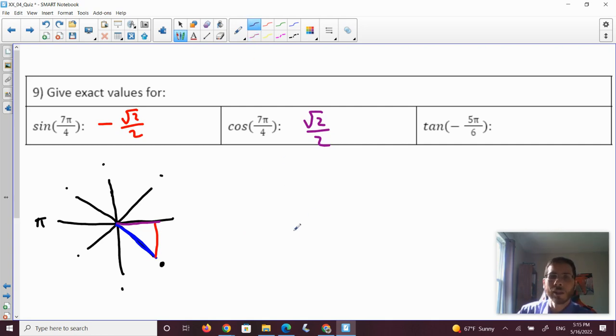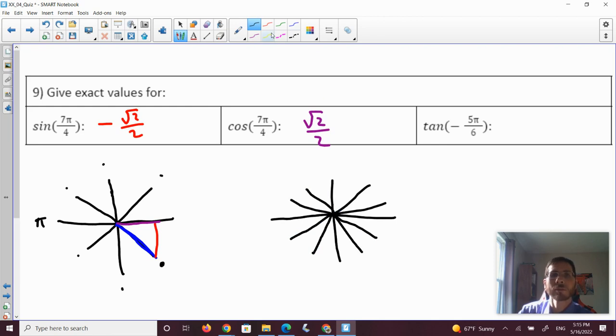For the next one then, we've got tangent of negative 5 pi over 6. So this is where we need to split up into the sixths. So this is every 30 degrees is all the sixths. But we're doing radians, so we want to count in terms of 6. So negative 5 pi over 6 would be 1, 2, 3, 4, 5. So we're right here. So this is the place that we're at.